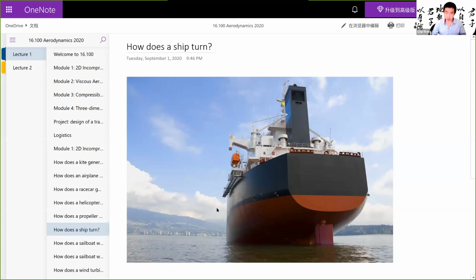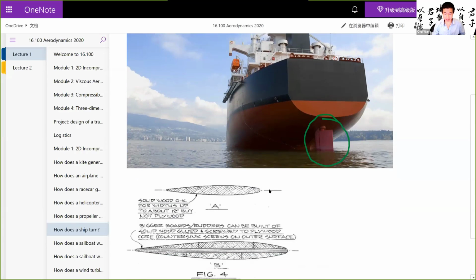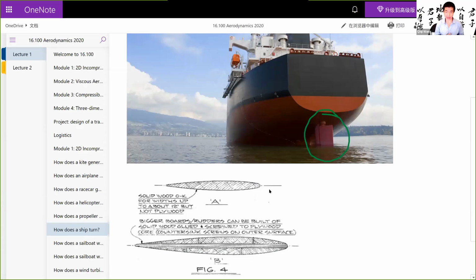Similar manipulation of fluids happens in nautical engineering. For example, how does a ship turn? Well, a ship turns through rudders, right? This is how a ship turns. So if you look at what the rudder is, it's essentially an airfoil again. And as the rudder turns, what kind of force generates the turning moment?